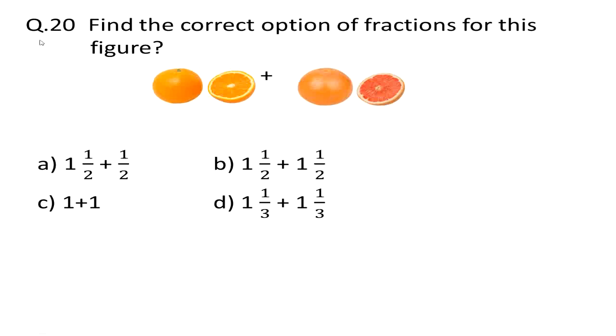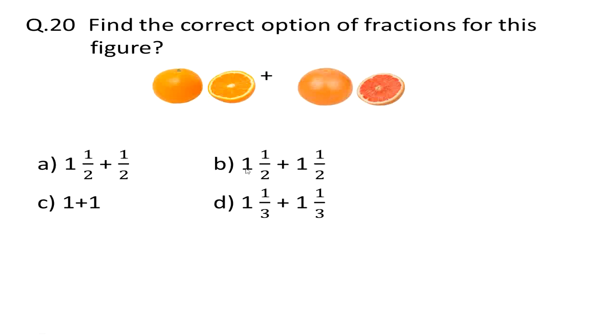Moving towards our next question, question number 20. Find out the correct option of fraction for this figure. So there is 1 full orange plus half an orange, and again 1 full orange and half an orange. If we see our options carefully, option number A says 1 full orange plus half orange. Again there is 1 half orange, but what about this full orange? So option A is wrong.